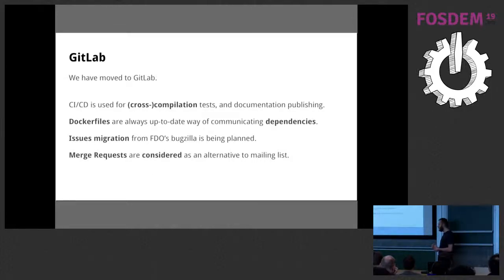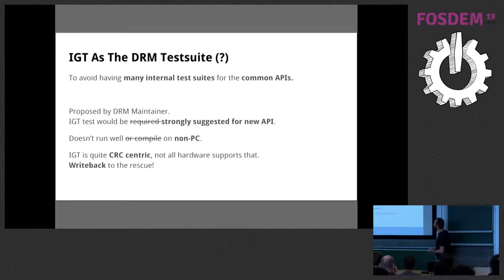But IGT has the possibility of being one of the very first projects in the DRM subspace to start leveraging merge requests. I know that Meson is way ahead of that, but they are not that tied to the kernel. And there are a couple of discussions happening recently about making IGT the DRM test suite.